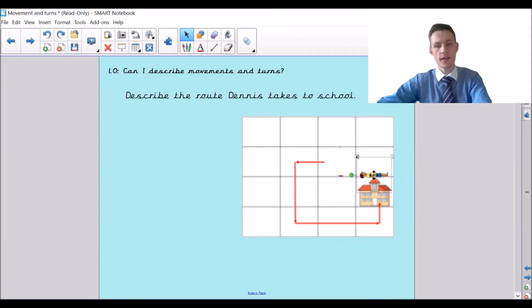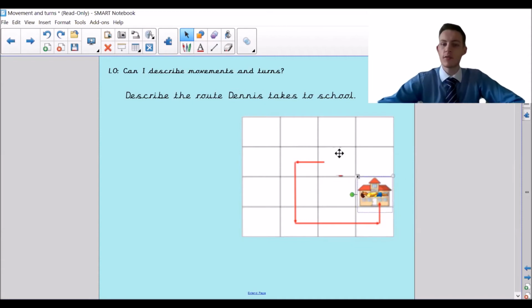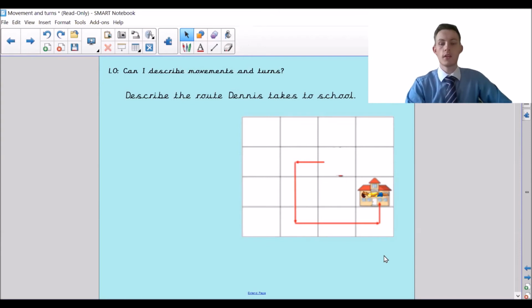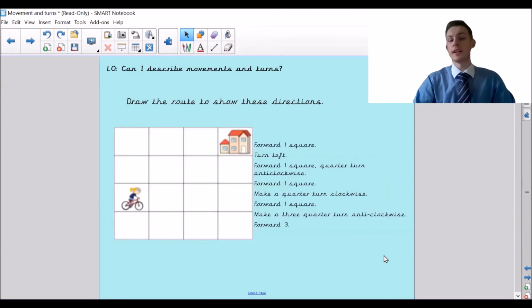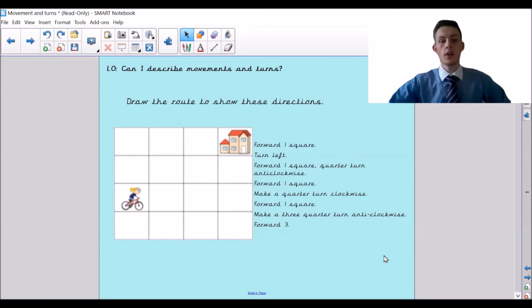If he wanted to, he could also turn 3/4 clockwise. So now that we're 1 step away from school, he just needs the final step to get to school. Super job, everyone. Well done. Don't worry, that's quite a challenge, so if you struggled a bit, that's okay.